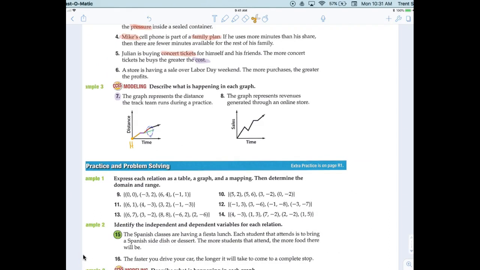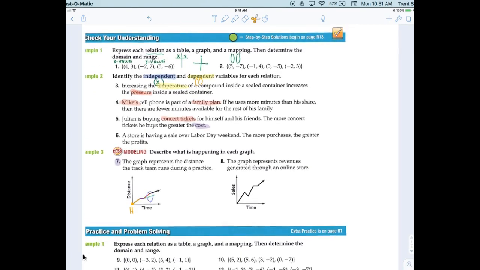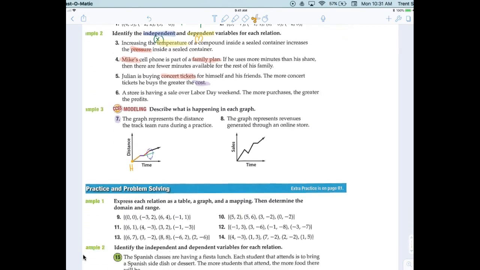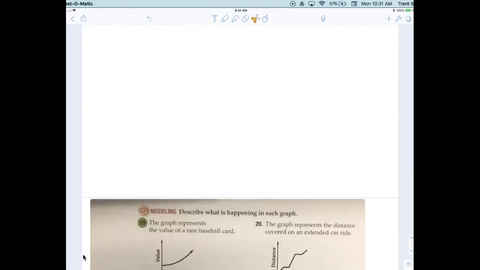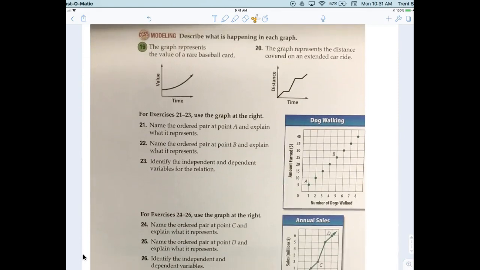Now, if you understand the ones up here, guess what's happening down here? Same thing. All you're doing now, when you get down to here, guys, is answering the questions the best you can. Now, I'm going to stop the video because I want to show you something I think is super important that I'm going to try to do for you this year. But I need your attention.